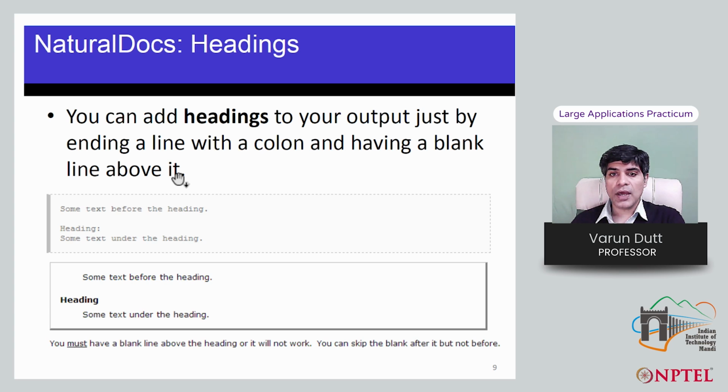So you can also add headings to your documentation output just by ending the line with a colon or having a blank line above it. So for example, if you write a line like this and then you leave a blank line and then you write heading : and some text under it, this is how it will appear. So this will allow you to create a heading, and remember that there should be a blank line above it. So you must have a blank line above the heading or it will not work. You can skip the blank after it but not before it.